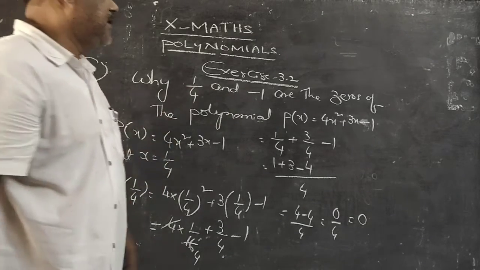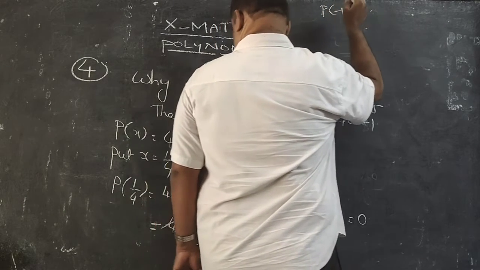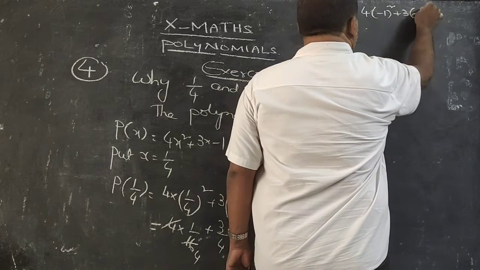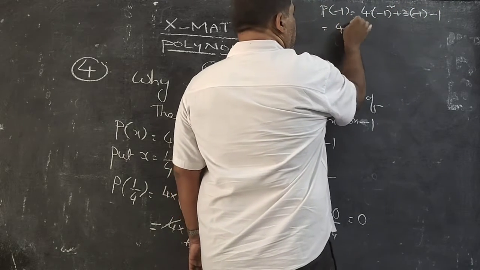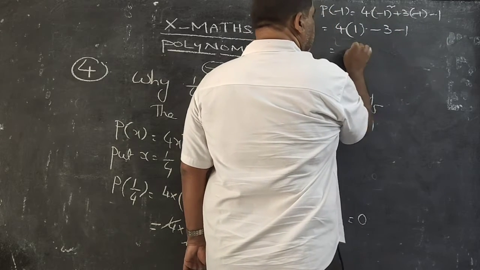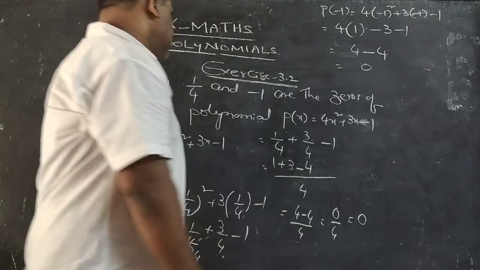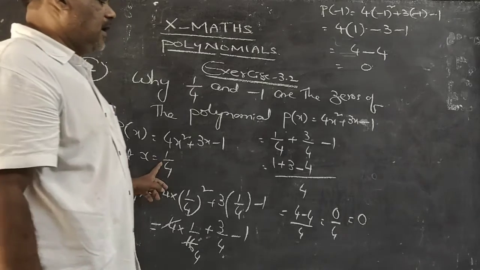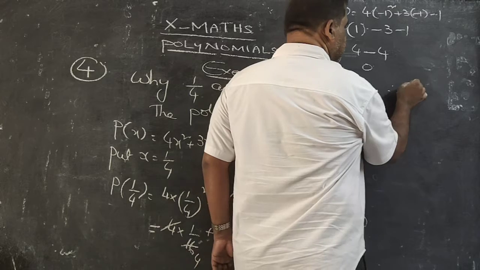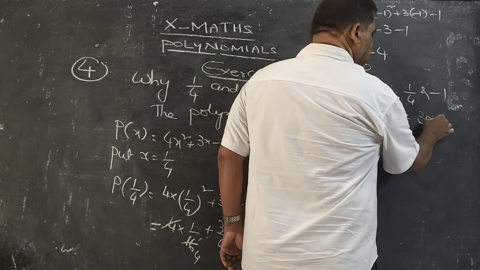Similarly, you have to check with minus 1. So P of minus 1 is 4 into minus 1 whole square plus 3 into minus 1 minus 1. Minus 1 whole square is 1. 3 into minus 1 is minus 3. This is 4, this is minus 4. We will get 0. So on substituting x is equal to 1 by 4 and x is equal to minus 1, we got 0 as the answer. Therefore, the conclusion is 1 by 4 and minus 1 are zeros of the polynomial.